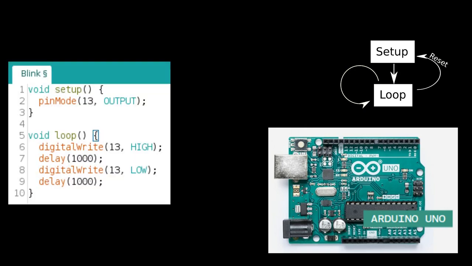These functions use curly brackets to define the contents of the function, and parentheses to state the inputs of the function. Note that our setup and loop functions don't have anything in their parentheses.